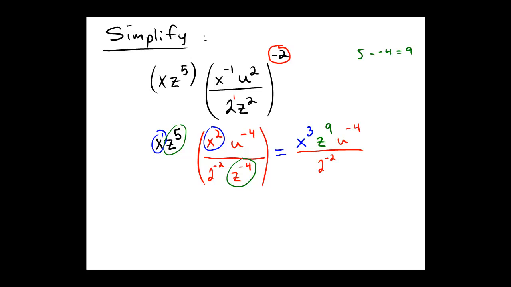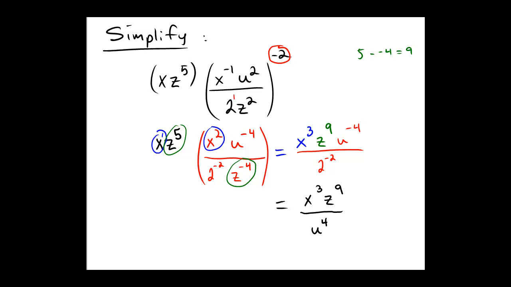Now you might be able to combine those on your own if you wish, but I'm going to do it in a separate stage here, so that way I get my final answer of being x cubed, z to the 9th. The u is raised to a -4 power, so that means it will become a u to the 4th in the denominator. Negative exponents flip things to the other side of the fraction line because they represent reciprocal.